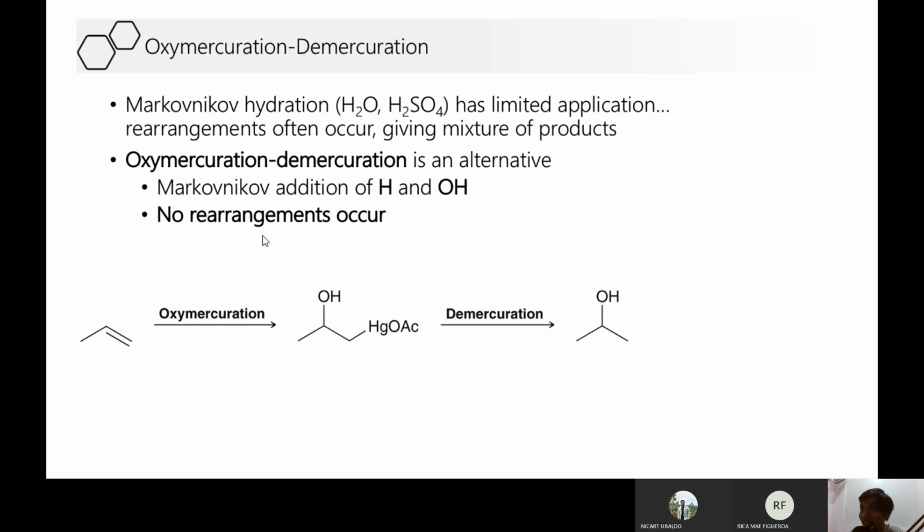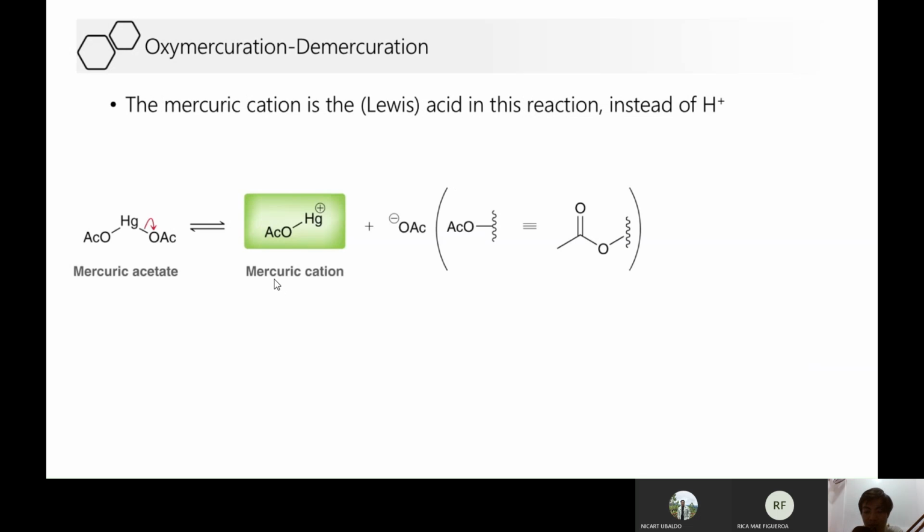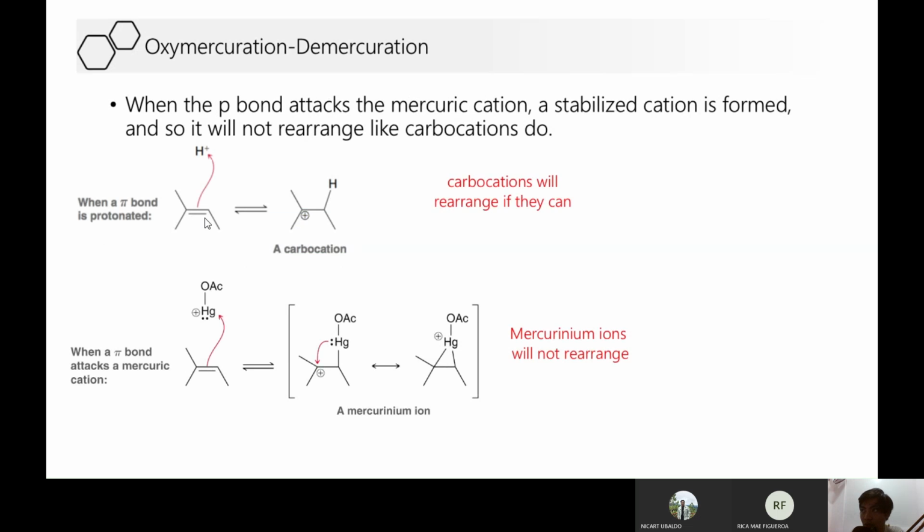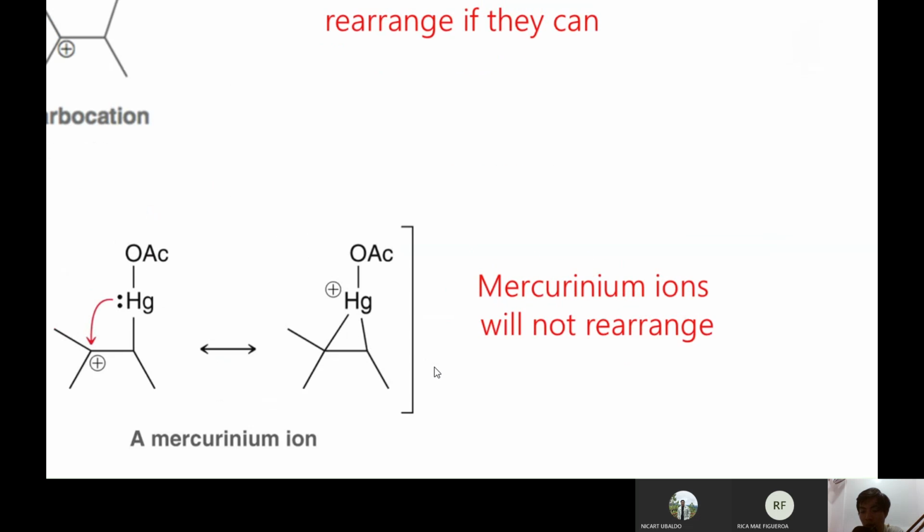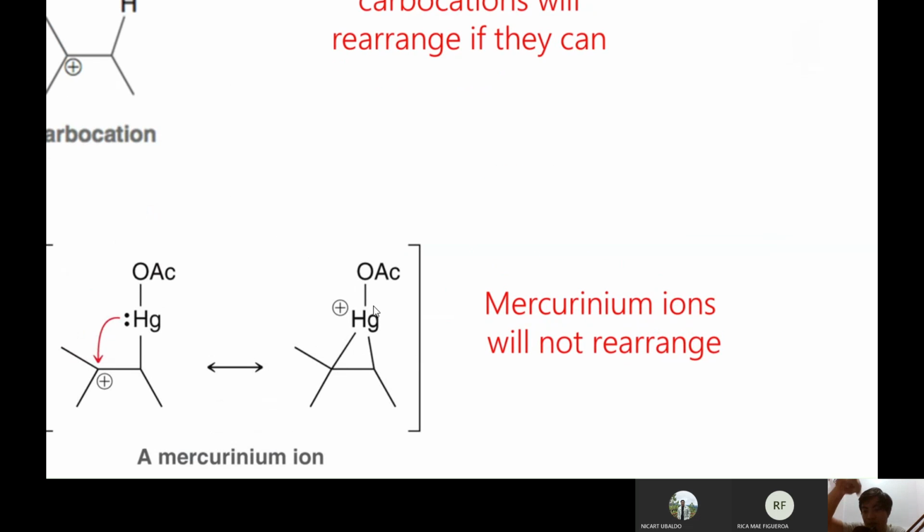Okay. So, what happens here? The first step is the oxymercuration process, in which you will have your mercuric acetate. One acetate molecule will be removed. You will have your mercuric cation that will bind to your double bond. So basically, it makes what I call a clip. It clips onto the two carbons where the double bond is.